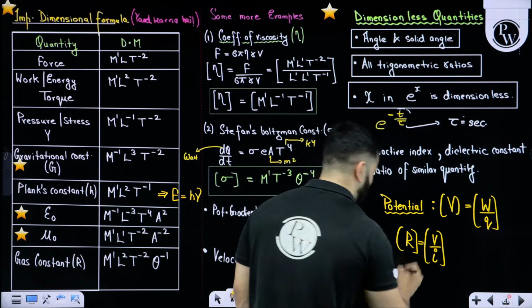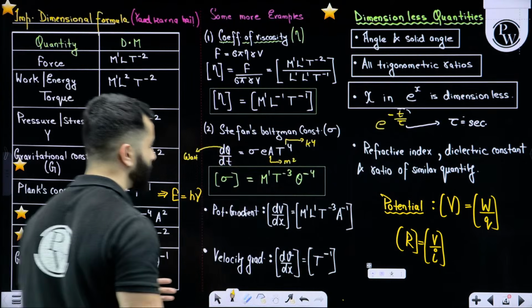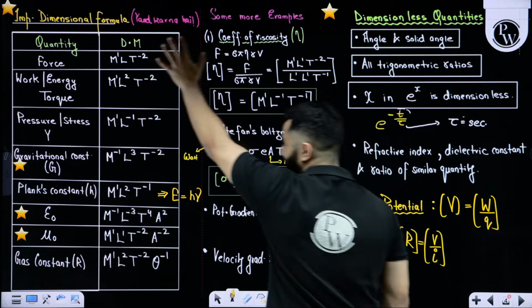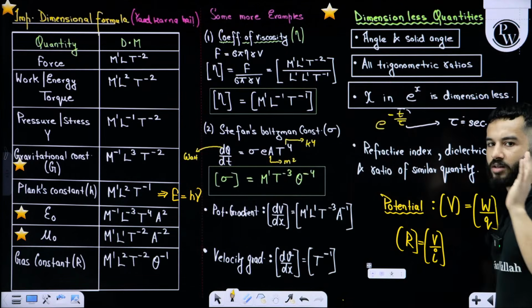But this is what my point is. Please derive it only once and then try to remember it. Clear? So this table is all good. Now let's come back to the third table.